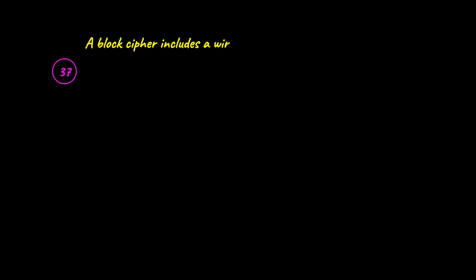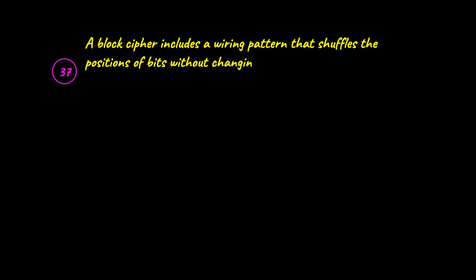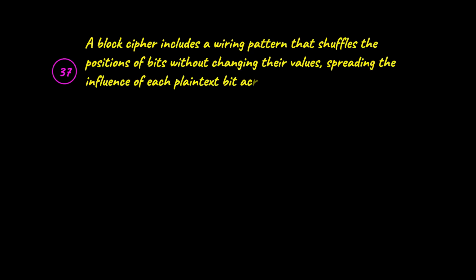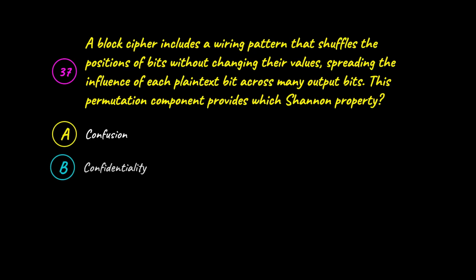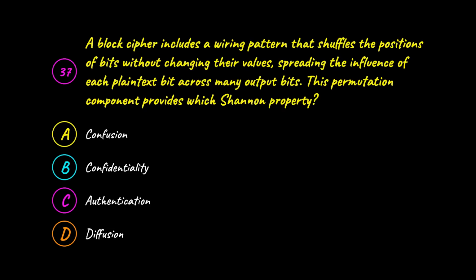Question 37. A block cipher includes a wiring pattern that shuffles the positions of bits without changing their values, spreading the influence of each plaintext bit across many output bits. This permutation component provides which Shannon property? Your options are A. Confusion, B. Confidentiality, C. Authentication, D. Diffusion. Pick one. Trust your gut. Here's your chance to test yourself.